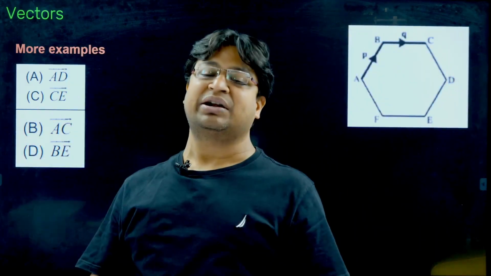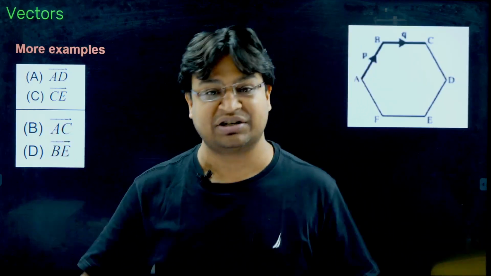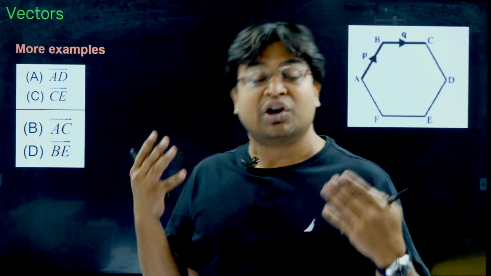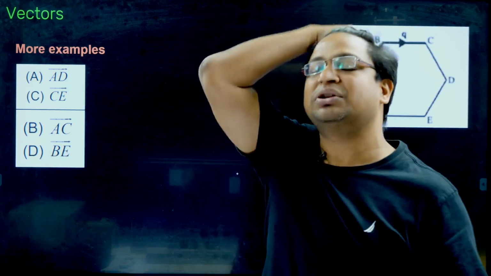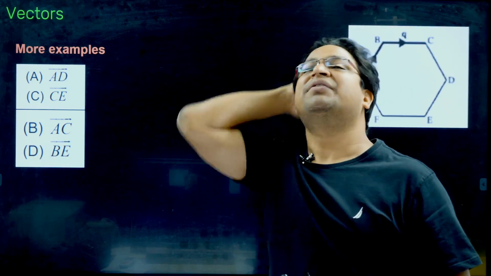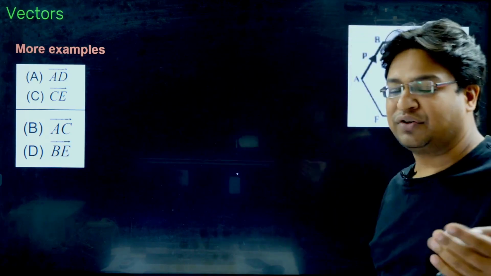मैं पहचानूंगा रिजल्टेंट को, तभी तो मैं उसकी लेंथ और डायरेक्शन निकालूंगा. So only after I recognize the resultant vector, I can then talk about the length and the magnitude and direction. So the first step is done. Okay, further steps are left.